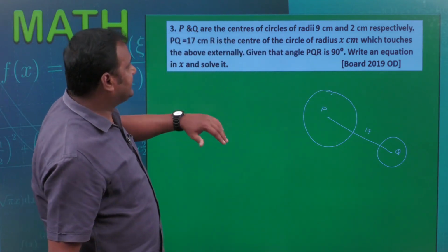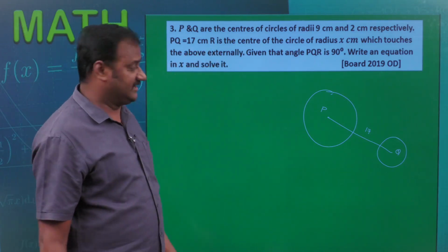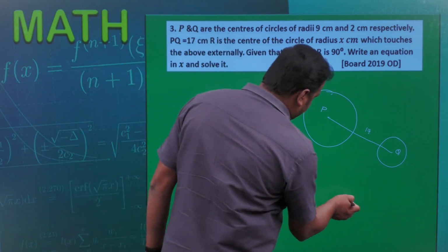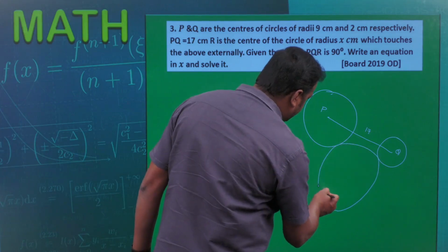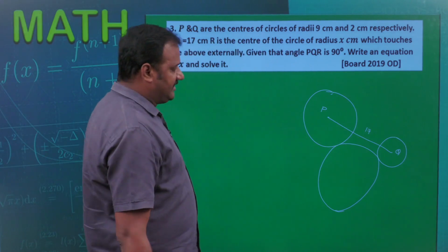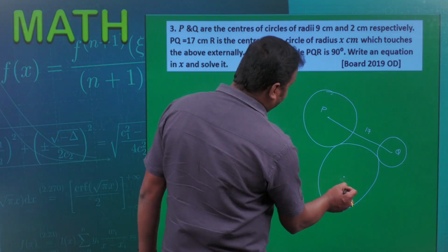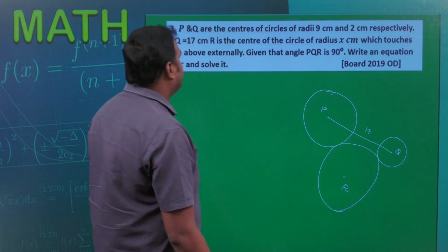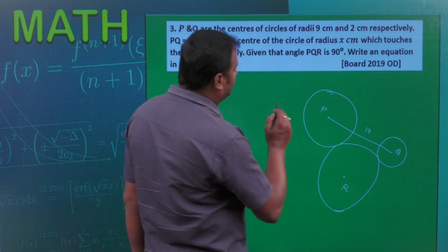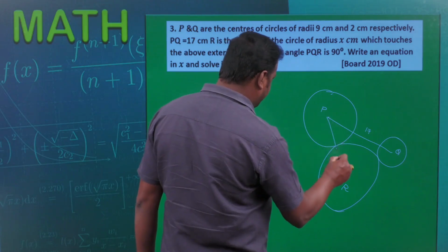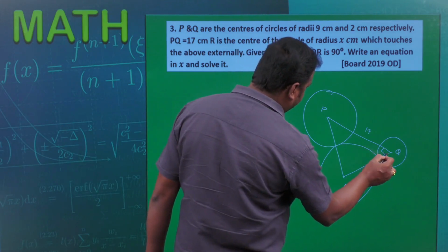And there is another circle whose center is R, touching both the two circles externally. Means, how do you draw another circle? I am just drawing the other circle randomly. This is the other circle whose center is at R. Then given that angle PQR is 90 degrees, when you join these two, PQR is 90 means this angle is going to be 90 degrees.